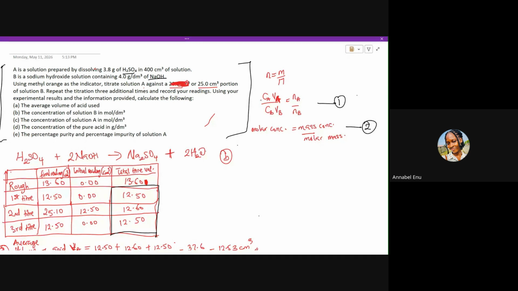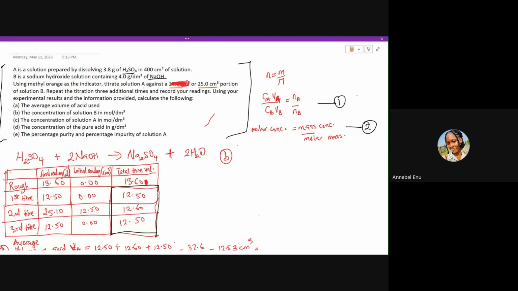If we use this first formula, CaVa over CbVb, it is not going to work for us. Why is it not going to work for us? We know the value of Va, volume of acid, to be 12.53. We've just calculated it. We know volume of base to be 25. We can get the mole ratio from the equation. But we don't know what Ca is in mole per dm cube.